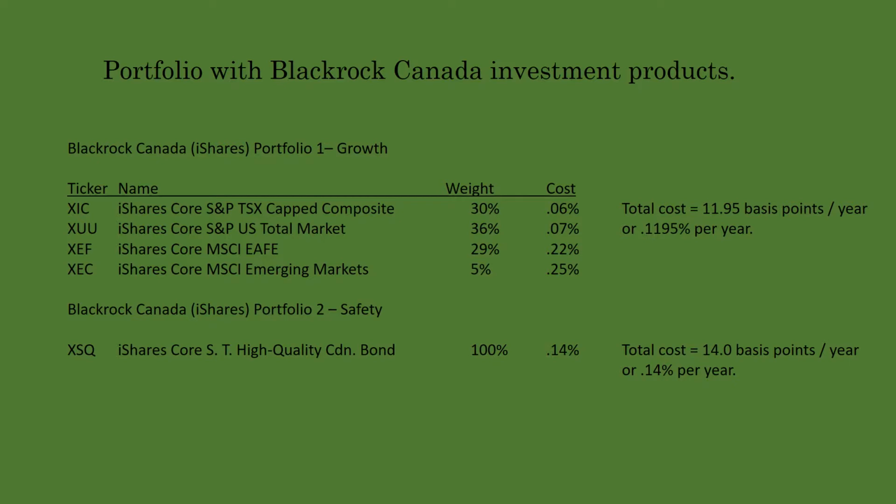Blackrock Canada Portfolio 2, safety, XSQ, short-term high-quality Canadian bond, weighted at 100%, total cost 14 basis points. This portfolio is extremely similar to the Vanguard portfolio. If the breakdown between growth and safety is the same, the Vanguard and Blackrock portfolios will have similar performance.